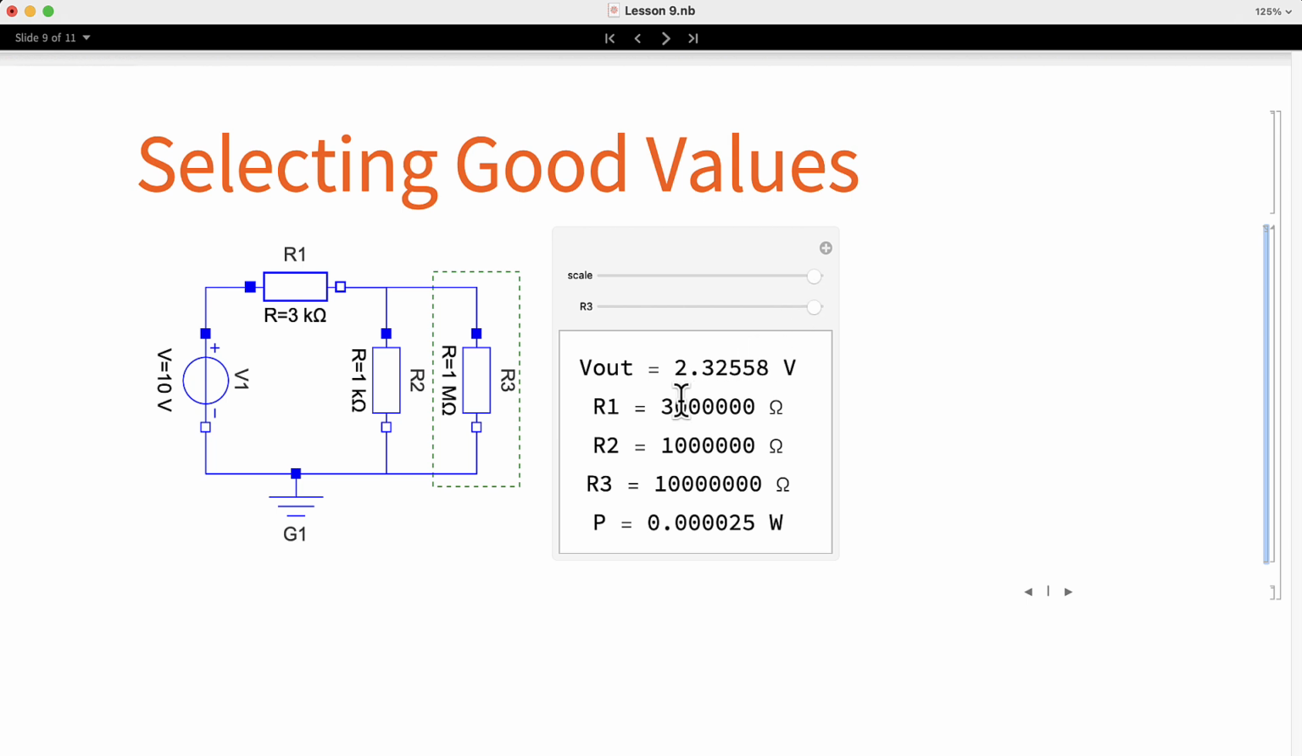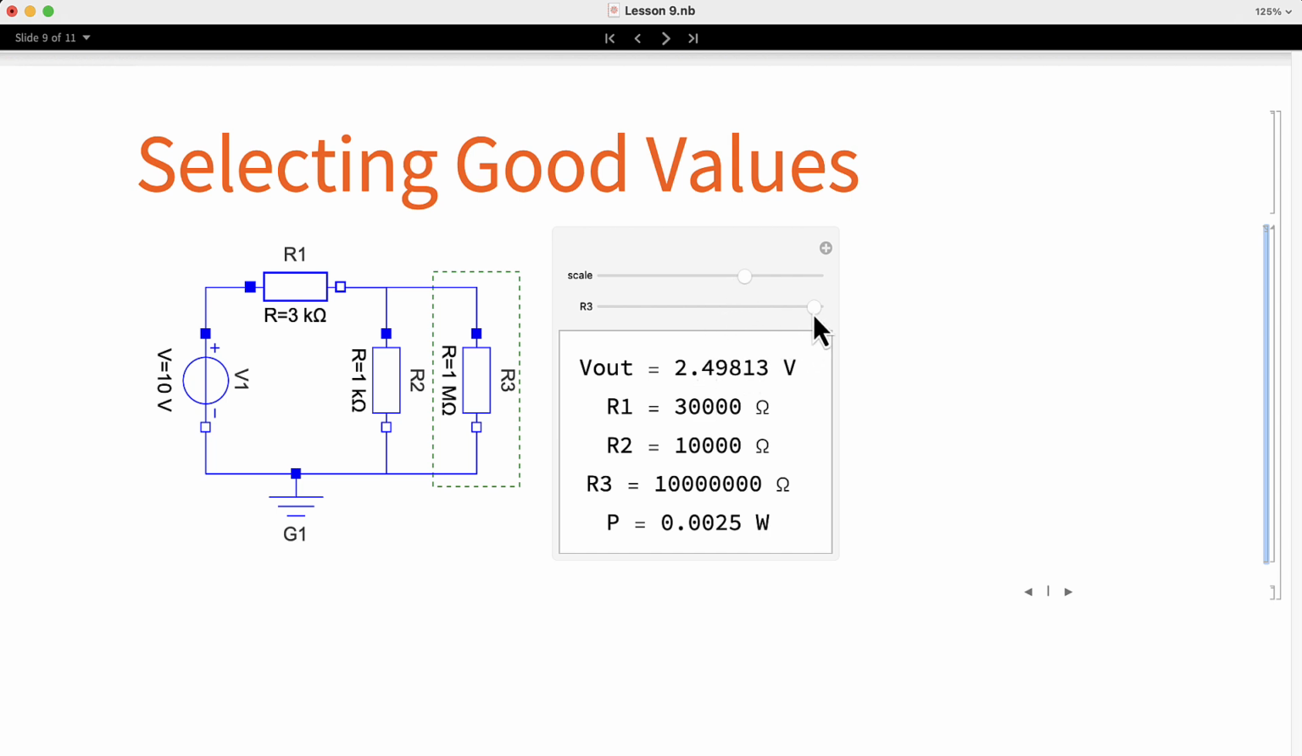At this point we have resistors of 3 mega ohms and 1 mega ohms. Since resistor 3 is still large, it is 10 mega ohms, the value of the voltage is 2.32 volts, which is already far from the 2.5 expected. So selecting these values will not be good. Let's go back and let's stay around 30 kilo ohms.